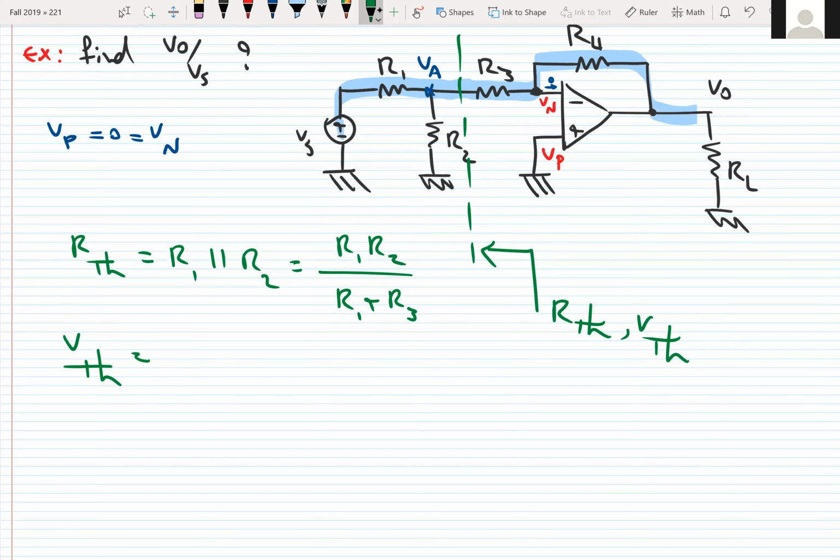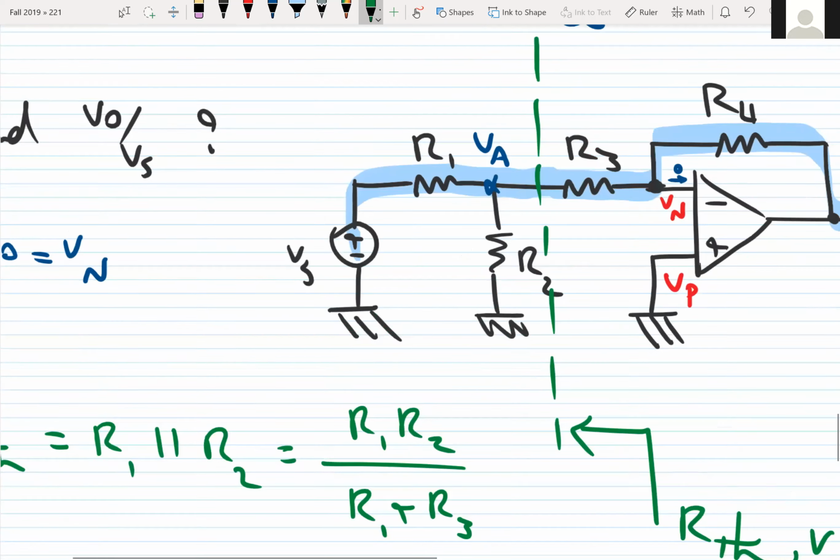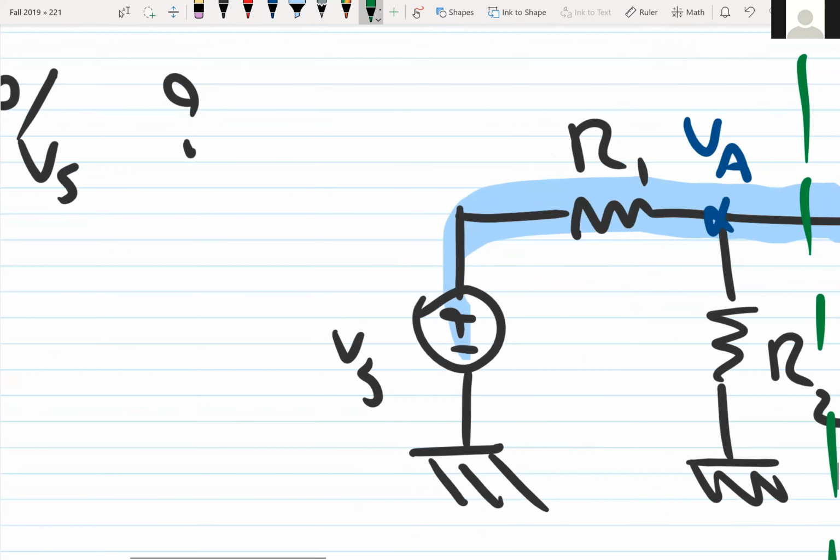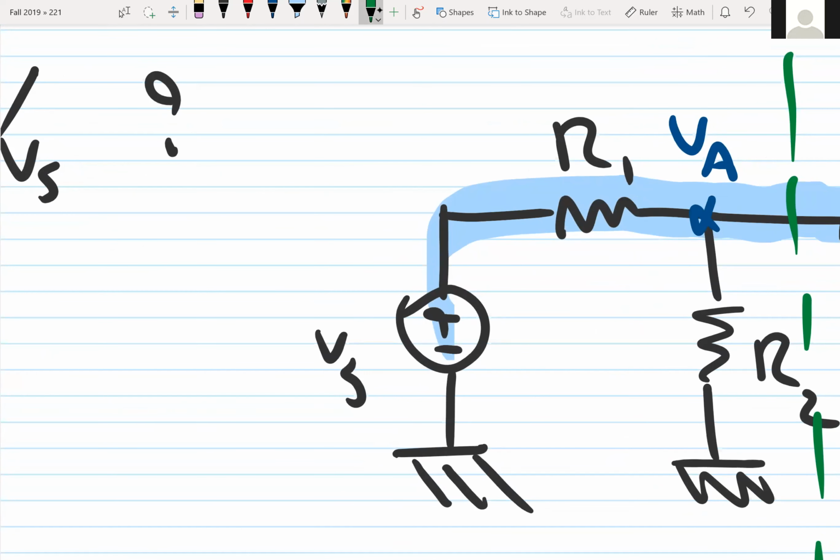In order to find the V Thevenin, if you remember from the Thevenin equivalent, we said just consider the circuit from this point and find the voltage across R2.